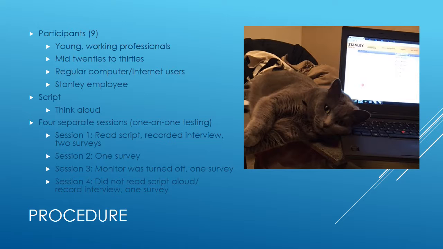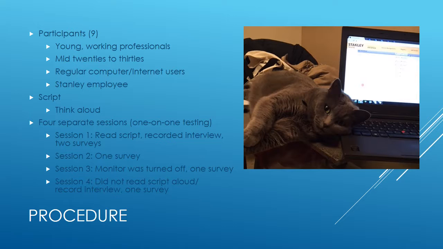Session 2 followed the same procedure as Session 1, however, only the SUS questionnaire was distributed. I decided that the SUS was more concise and gave me an actual performance metric to measure, so I eliminated the Deep Questionnaire from further testing. This session consisted of 2 participants.